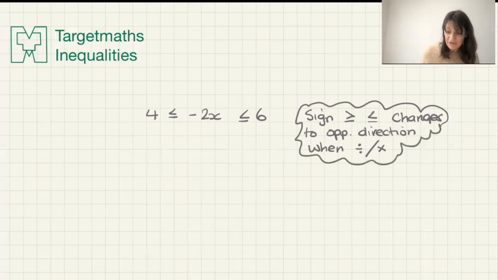Now, if you feel that that's all you need to have a go at that question, then hit pause and then press play. If you just want to see it in action, just let it run through and I will show you that. Okay.